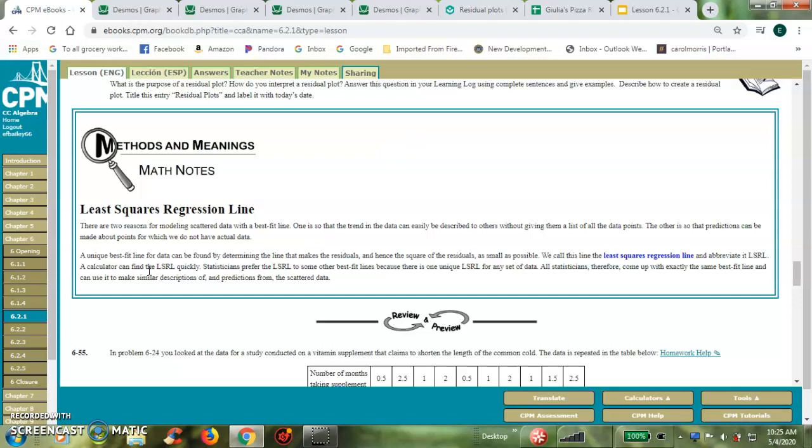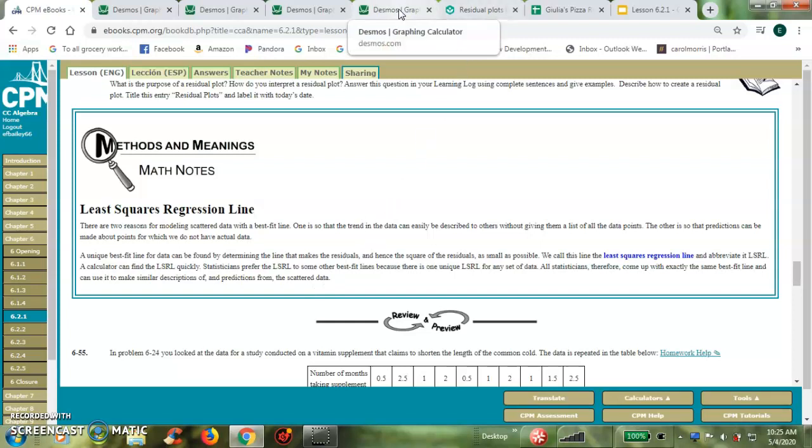A unique best fit line for data can be found by determining the line that makes the residuals, and hence the square of the residuals, as small as possible. We call this the least squares regression line and abbreviate it LSRL. A calculator can find that quickly, right? They say statisticians prefer the LSRL to some other best fit lines because there's one unique LSRL for any set of data. All statisticians therefore come up with exactly the same best fit line and can use it to make similar descriptions of and predictions from the scattered data.